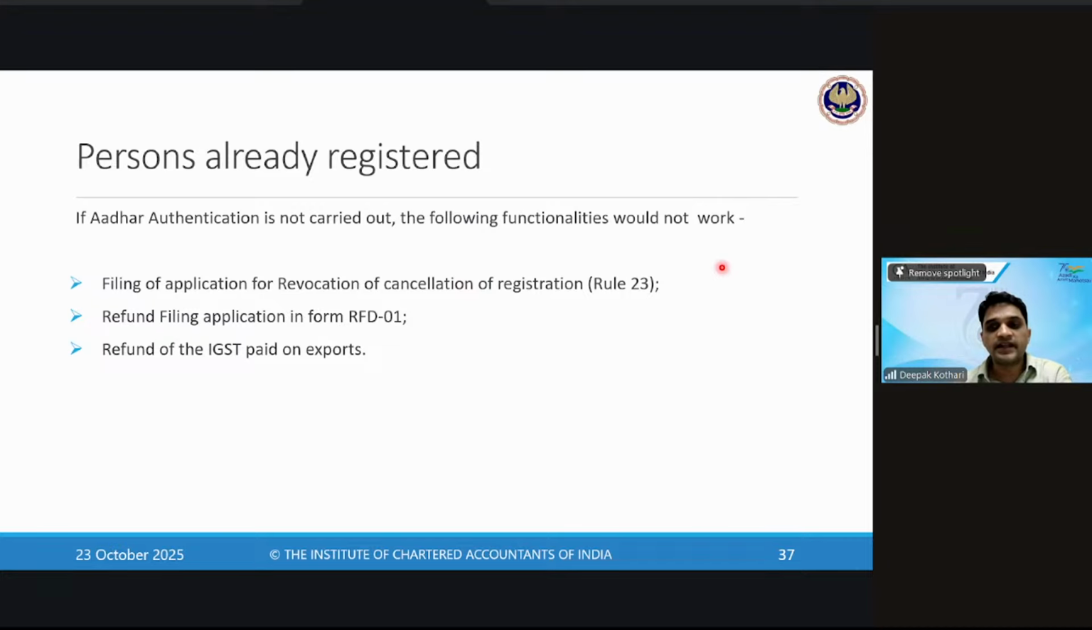RFD 01 क्या है? Refund application. जैसे REG 01 है for registration, वैसे RFD 01 है for refund application. सर इनकम टैक्स में जैसे रिफंड बैंक अकाउंट में आता है वैसे ही कोई रिफंड जीएसटी में है क्या? हाँ, RFD 01 जब अप्लाई करेंगे तब रिफंड आपके बैंक अकाउंट में ही आएगा.